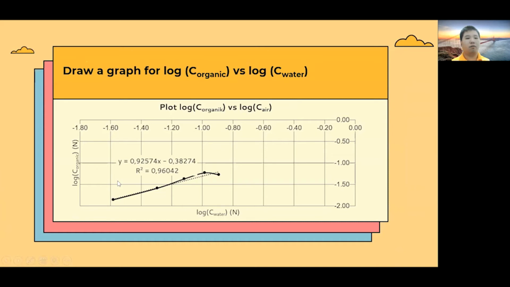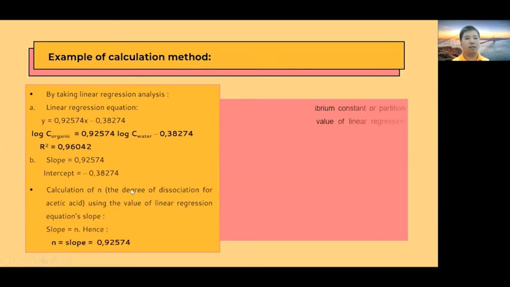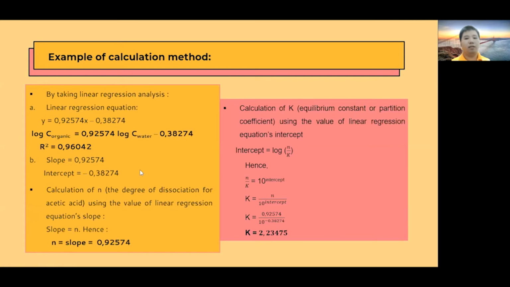Then we make a graph of log C organic versus log C water. By taking linear regression analysis, we can get the slope and intercept, hence the values of n and k can be determined, and the values are shown on the screen.